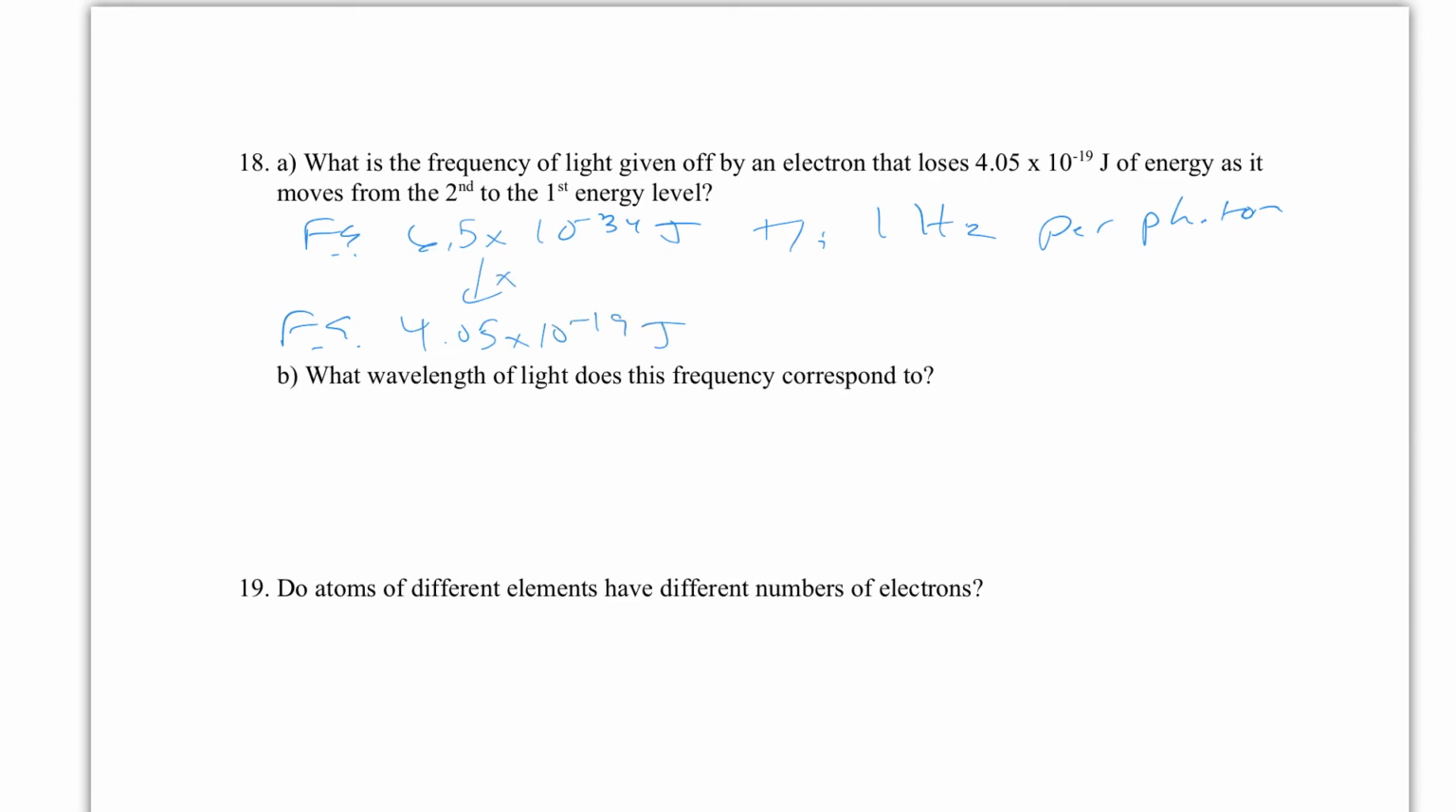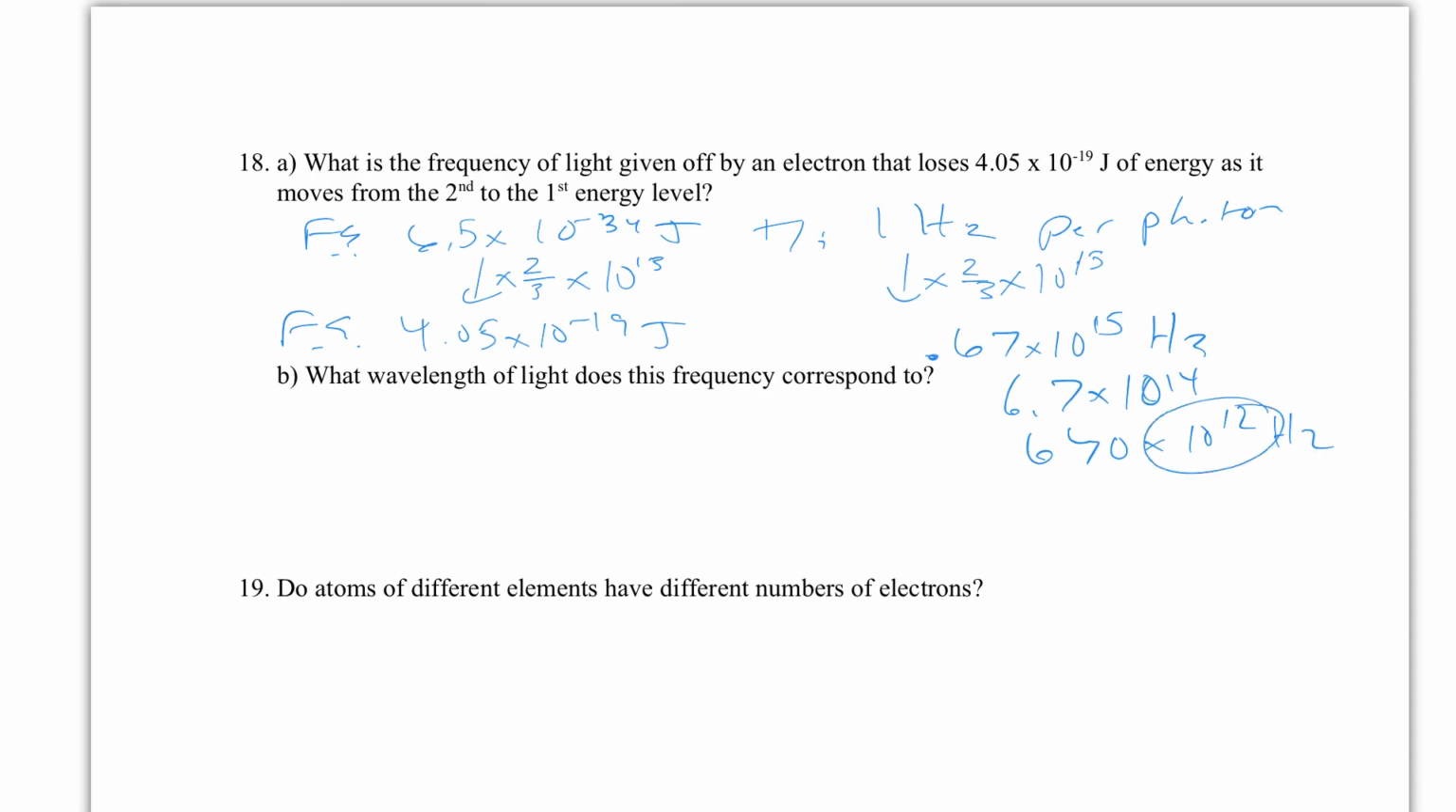So we're going to multiply by a fraction to get this number to be smaller. So that fraction is about 2/3 times 10 to the 15th. Direct relationship. So we're doing 2/3 times 10 to the 15th. So we get 0.67 times 10 to the 15th hertz, or 6.7 times 10 to the 14th, or 670 times 10 to the 12th, and then we could change this to a prefix. What wavelength does this correspond to?